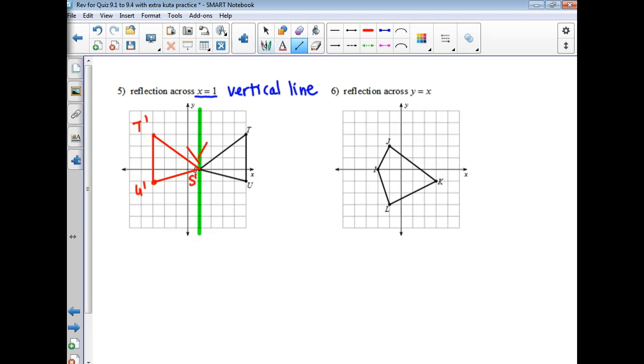Looks like a butterfly. Okay. Sorry, I just played around. All right, next one. Reflection in the line y equals x.